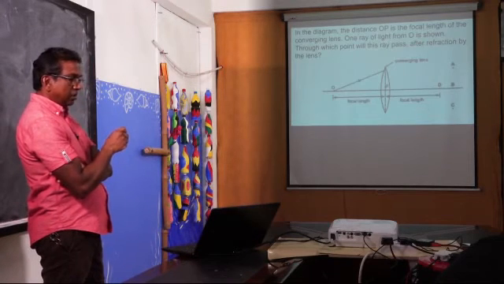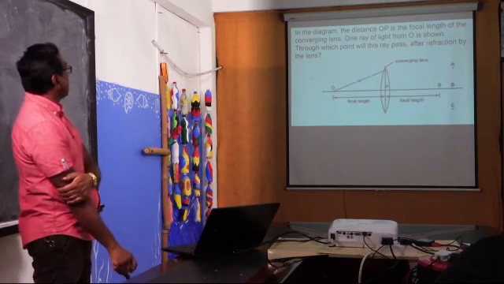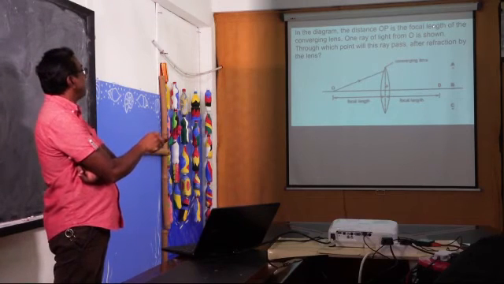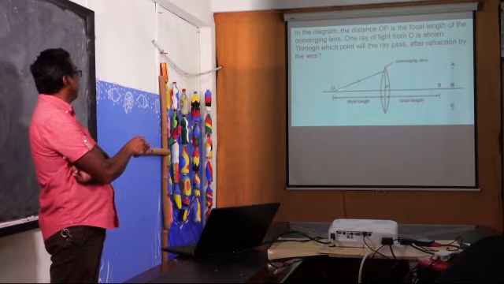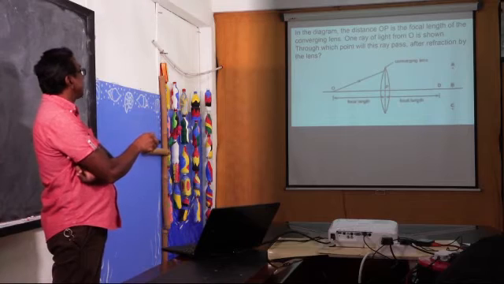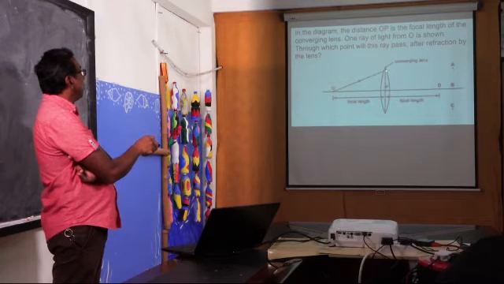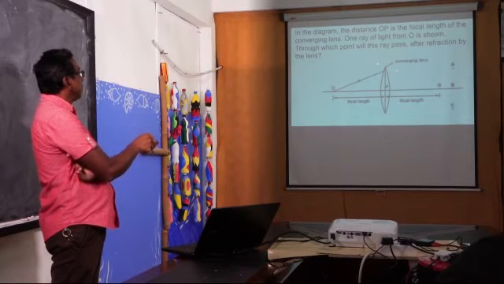Let us consolidate what we have just been learning by attempting some questions. In the diagram, the distance OP is the focal length of the converging lens. One ray of light from O is shown. Through which point will this ray pass after refraction by the lens? This ray going from F here, is it going to go through A, through B, through D, or through C?